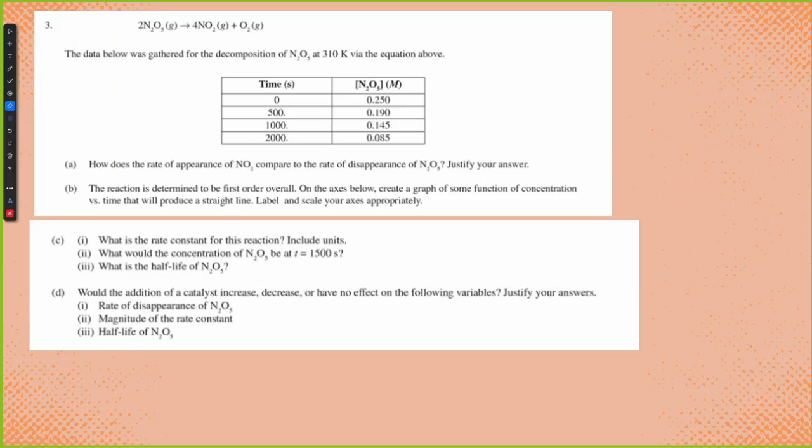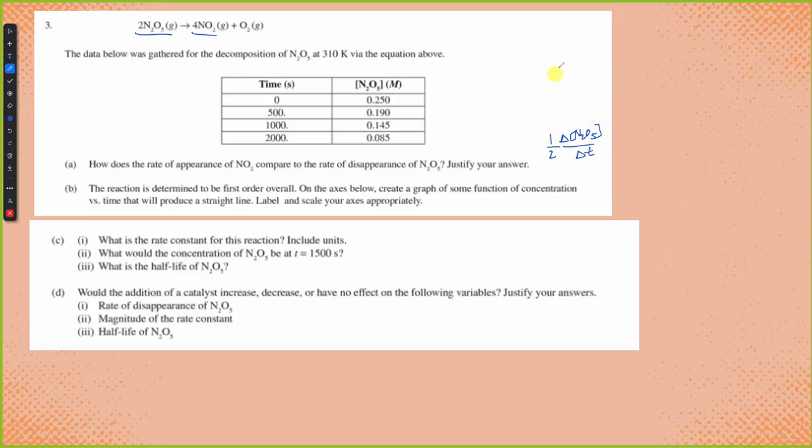Okay, so starting some FRQs here. We have our reaction, with data gathered. They gave us time versus concentration. How does the rate of appearance of NO2 compare to the rate of disappearance of N2O5? Justify your answer. Okay, so if you look here at your reaction, remember, the rate of appearance and disappearance is going to be 1/2 times the change in the concentration of N2O5 over the change in time.